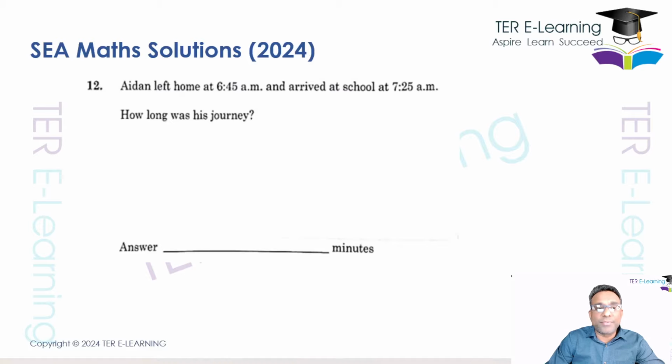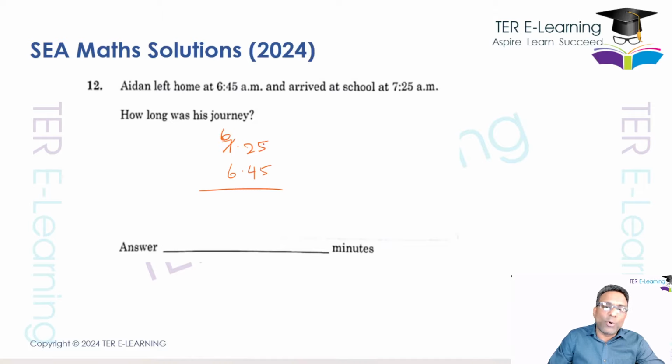Question 12. Aidan left home at 6:45 and he arrived at 7:25. How long does this journey take? So all we need to do here, we need to take 7:25, the 7:25 in the morning, that's AM, and you're going to subtract 6:45. Now we're trying to subtract time here. Now 25 minutes cannot take away 45 minutes, so we need to borrow from the 7 here. So you're going to end up with 6.